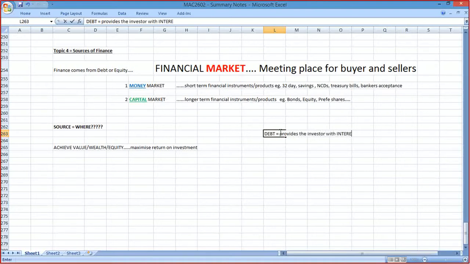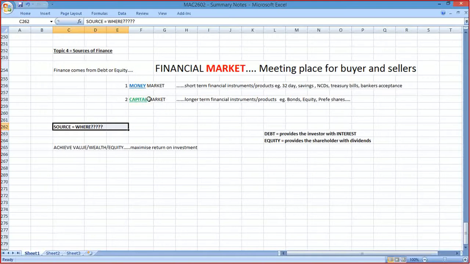Okay? Yes. Debt provides the investor with interest. Equity provides the shareholder with dividends. Okay, so those are the 2 forms of returns that you can get if I'm looking at the investment. Okay, so obviously as an investor you'd be looking at the sources of, let's say, assets. Okay, so where am I going to buy a particular asset?